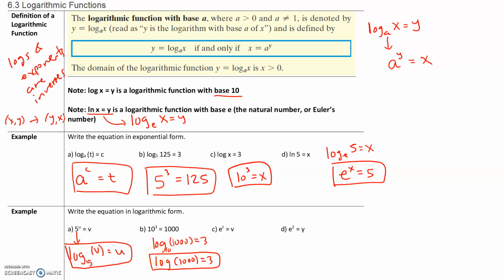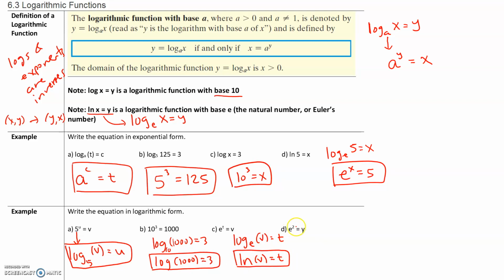Okay, letter C, we have e to the t equals v. So once again, the base of the exponent becomes the base of the log. So we have log base e, and the t and the v, they reverse. So the v comes to the log, and the t goes to the right side, becomes the answer. If you leave it like this, it is not fully correct, because when we have log with the base e, that is the natural log of v equals t, and this would be the correct way of writing the answer.